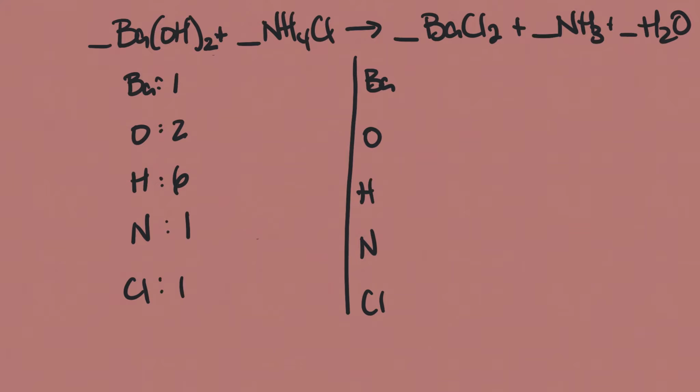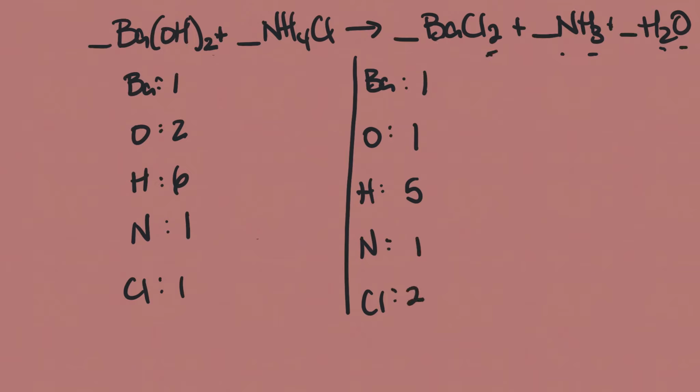Now let's look at the product side and how many of each we have. Well, barium, we only have 1 barium, okay? Oxygen, our one and only oxygen is here. Hydrogen, we have 3 plus 2, so that's 5. Nitrogen, we have 1, and then chlorine, we have 2, okay?